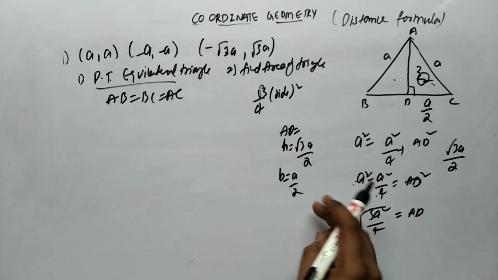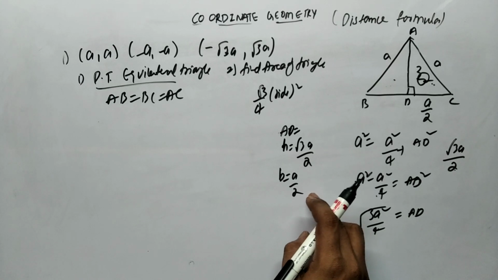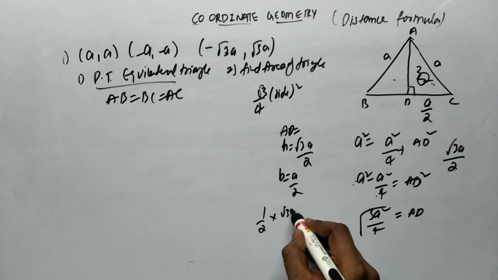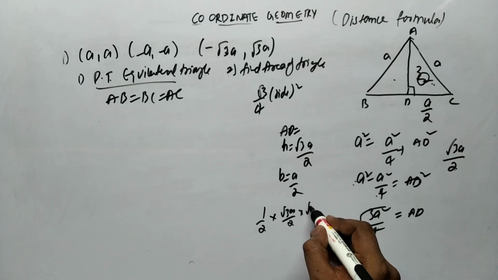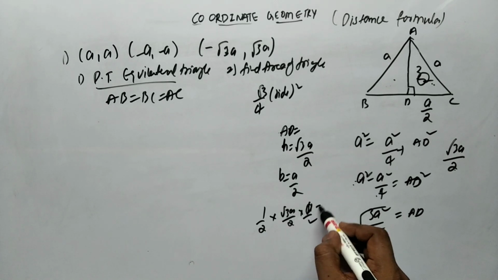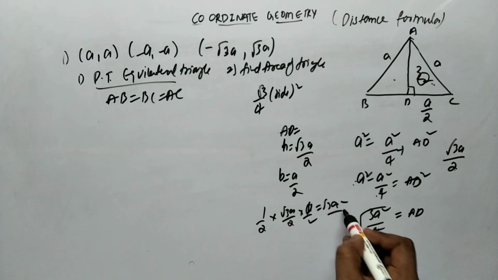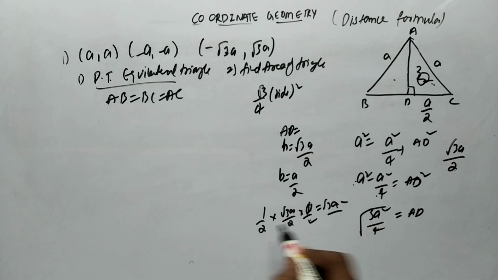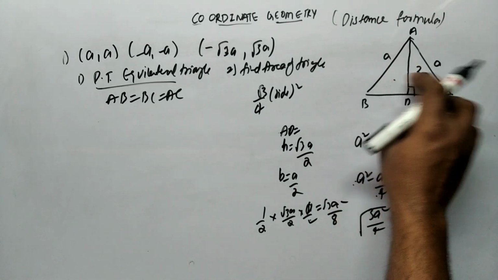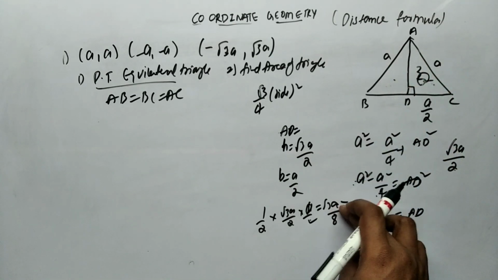Next, what is the area of a triangle formula? Half into base into height. So root 3 a by 2 into a by 2. Root 3, a into a becomes a square. 2 2s are 4 and 4 2s are 8. So as we have 2 triangles, the area of this triangle is root 3 a square by 8.